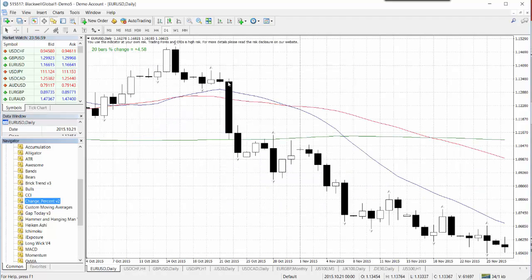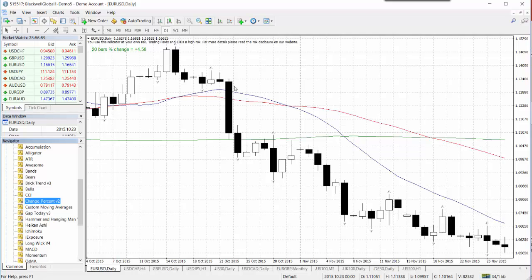You can start to see it now. What does that actually mean? The change percentage indicator allows the trader to specify a specific look-back period. In this particular case, it's the last 20 bars, and it will highlight the percentage movement from the price at that start point towards the current price.